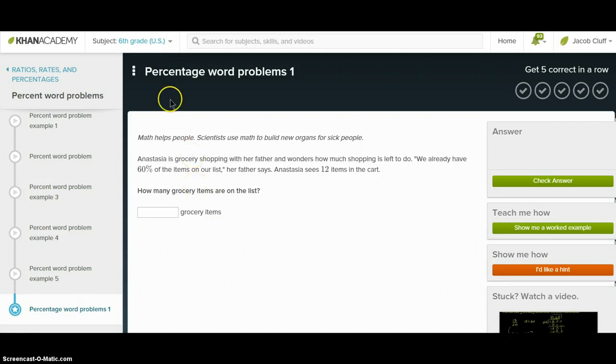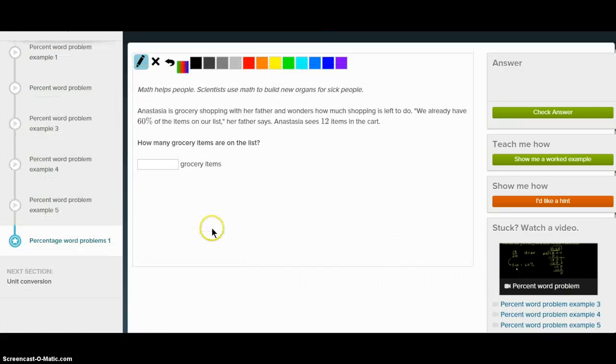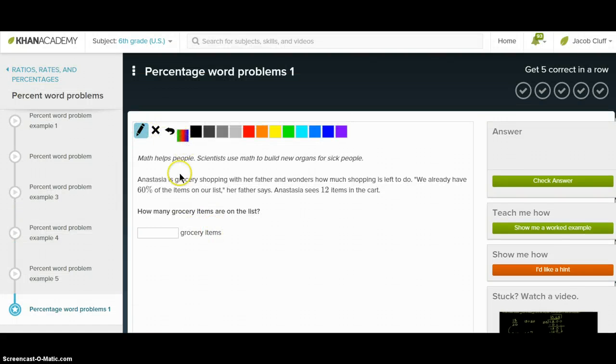Okay, so we're going to do percentage word problems, and we're going to start. I'm going to open up the scratch pad. Alright, so this first example, Anastasia is doing some grocery shopping. They have 60% of the items already on the list, and they have 12 items in the cart. So we're going to find out how many items are on the list.